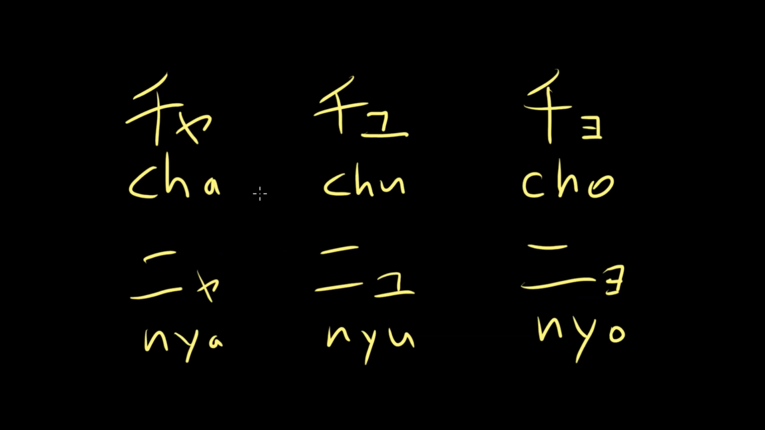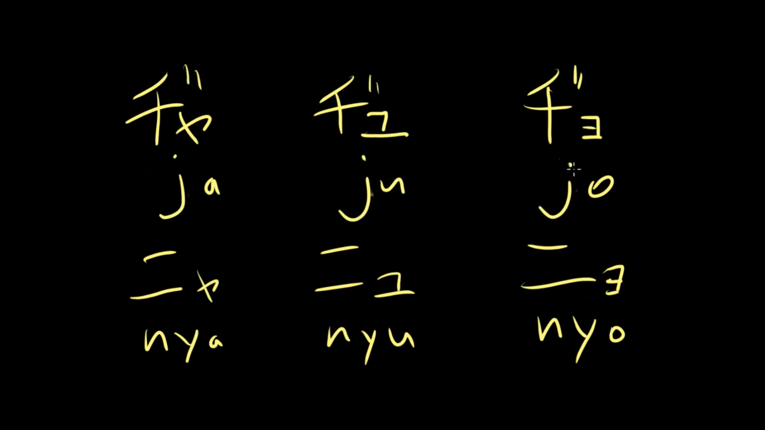The cha line can be modified with ten-ten. It becomes kind of a J sound. So ja, ju, jo. Don't know how common it is, but it can be modified. Ja, ju, jo.